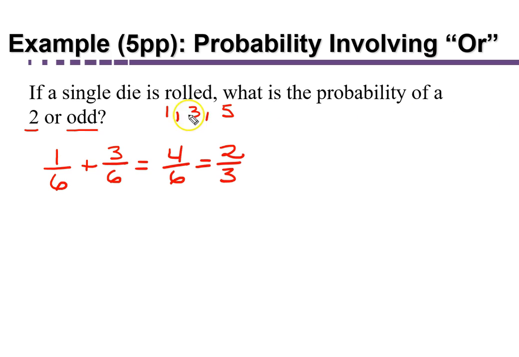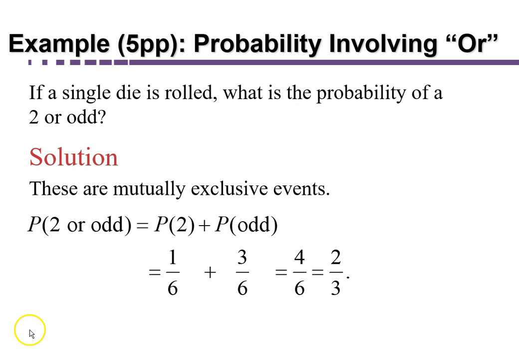Now notice, because 2 is even, these are mutually exclusive. They can't happen at the same time. And here is the solution.